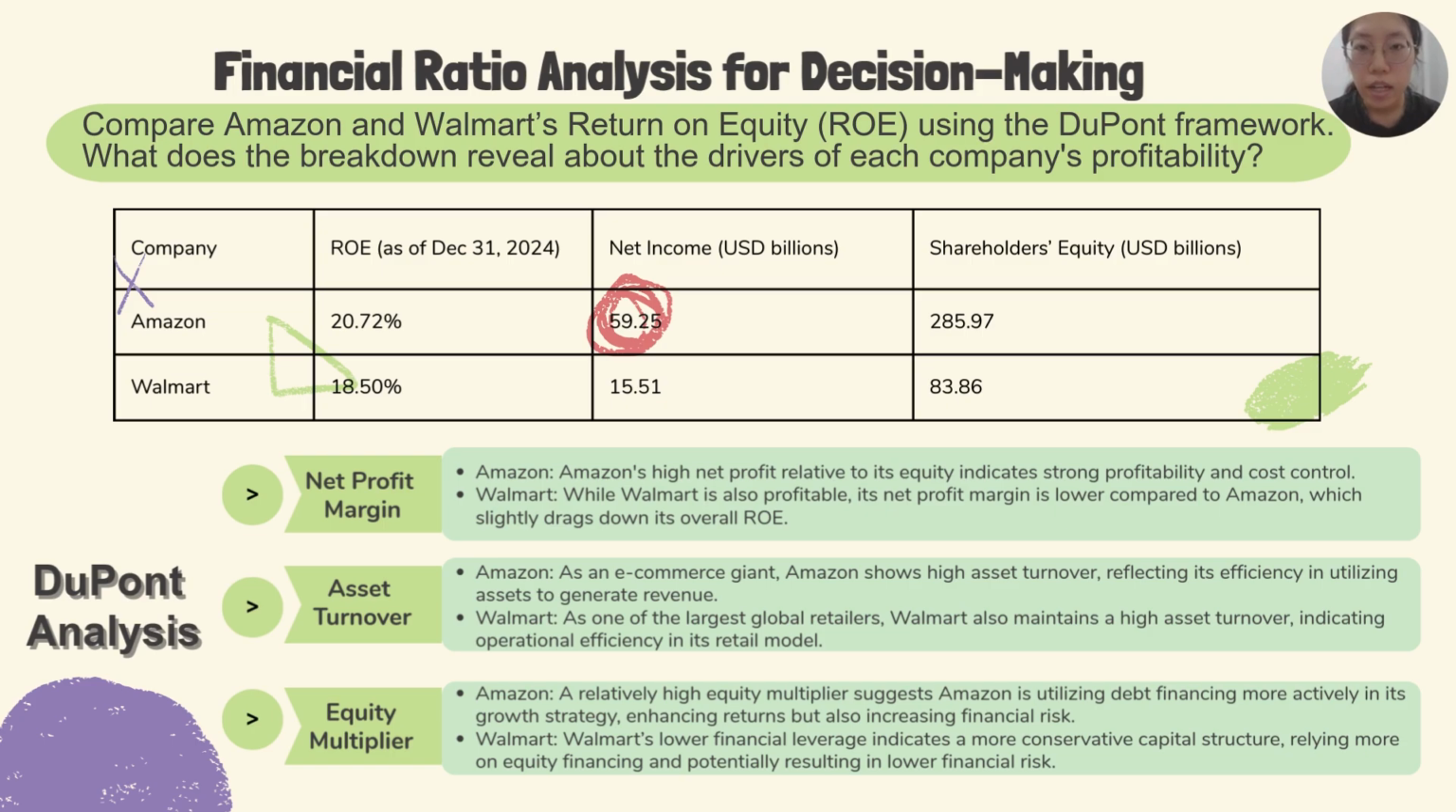For Amazon, Amazon uses more debt in its capital structure. This higher leverage boosts returns but also increases financial risk. Walmart retains a more conservative approach with lower leverage, which helps reduce financial risk but may slightly limit returns.